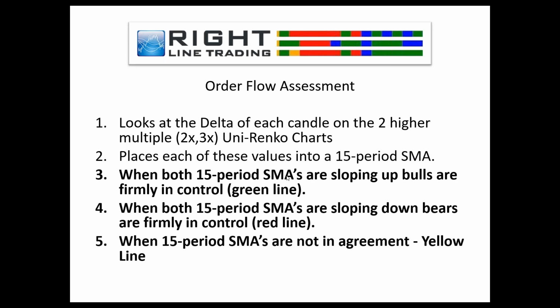So when both 15-period SMAs are sloping up on the two higher time frames, you're going to get a green line, and it means that the bulls are firmly in control of the market. When both of these 15-period SMAs are sloping down, it means the bears are firmly in control of the market. And when the 15 periods are not in agreement, that's when you have chop. That order flow assessment line is yellow. And that's when you stand aside. And you're going to see that's when price is going to chop.